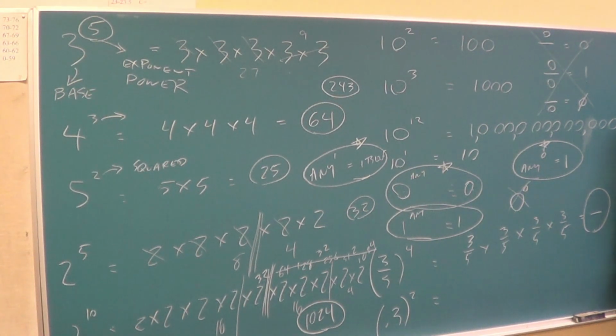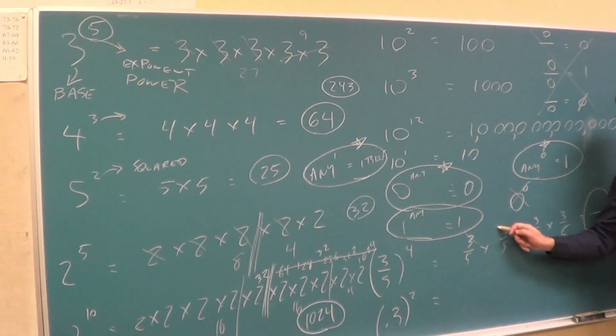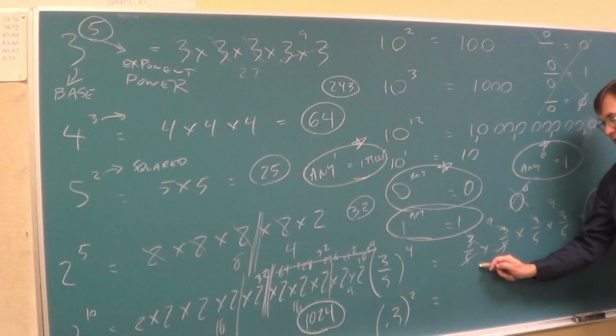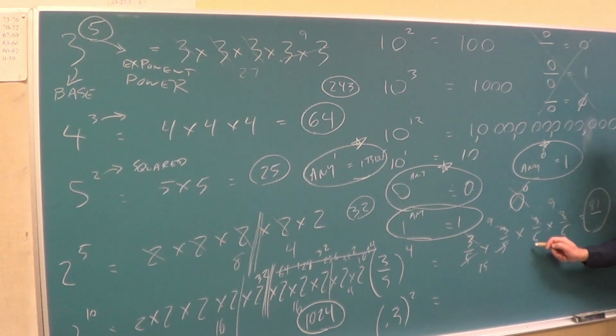Let's just yell out pieces. 3 times 3 makes 9. The other 3 times 3 makes another 9. A couple of 9s is 81. For the bottoms, a couple 5s is 25. The other couple 5s is another 25. Then it's just a question of what's 25 times 25. You might need pencil and paper to do that.